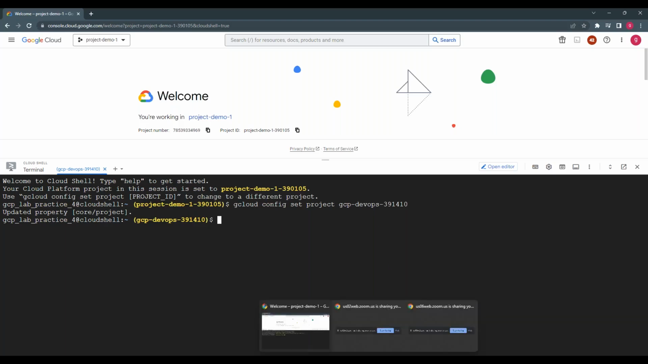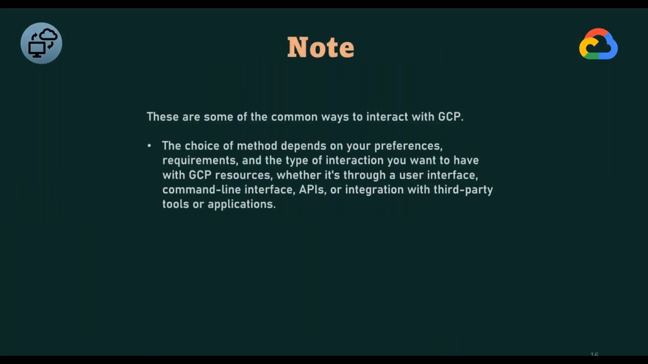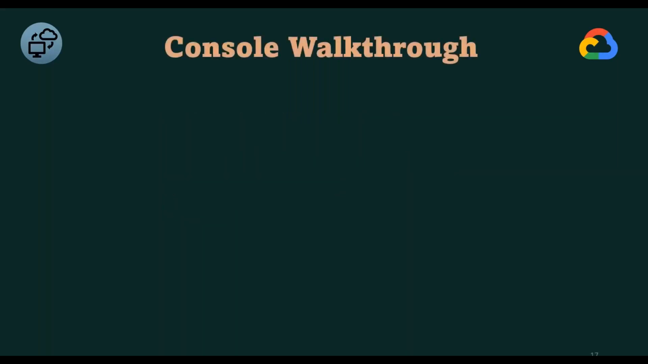If I go back to my slides, that is what I have told you. These are some common ways to work with the GCP, guys. The choice of method depends on your preferences, requirements, and the type of interaction that you wanted to do with the GCP resources, whether it is through a user interface, a command line interface, APIs, or integration with third-party tools or services. It purely depends on your project requirement. Okay, so this is a note, and this is a console walkthrough.